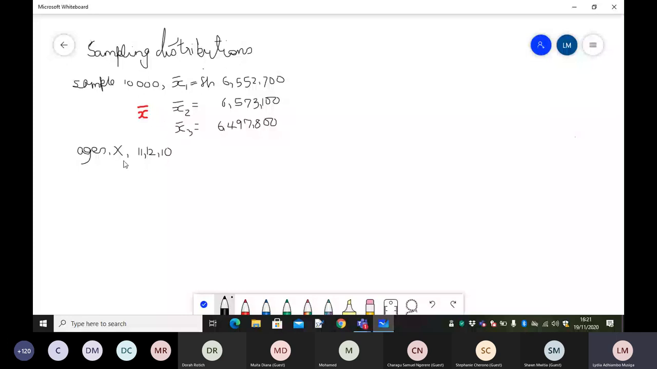Now, how do we usually calculate sample mean? How do we usually calculate sample mean X bar?